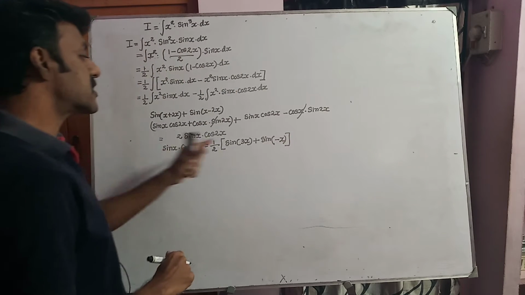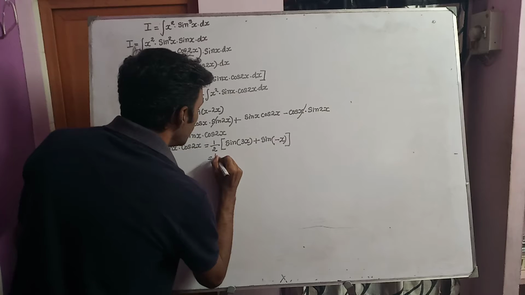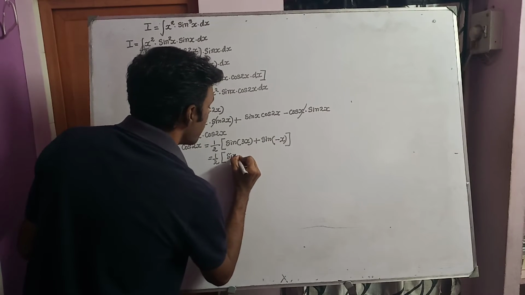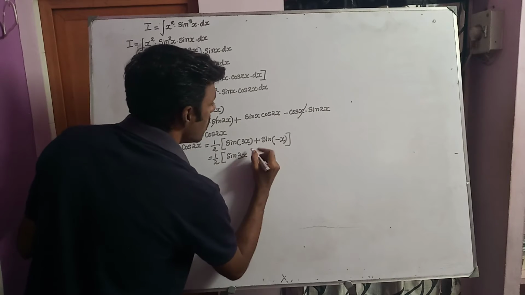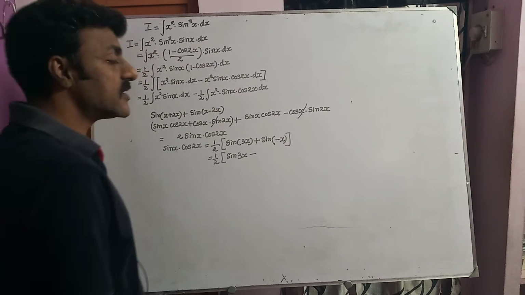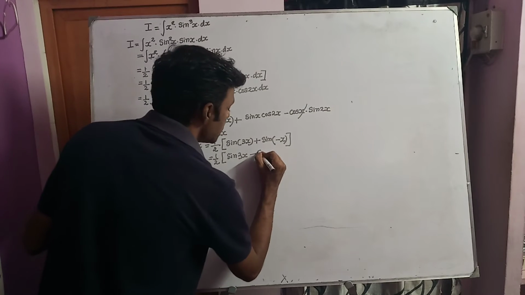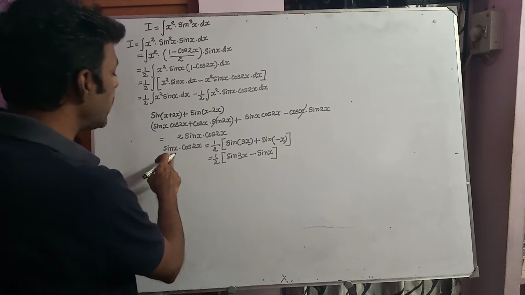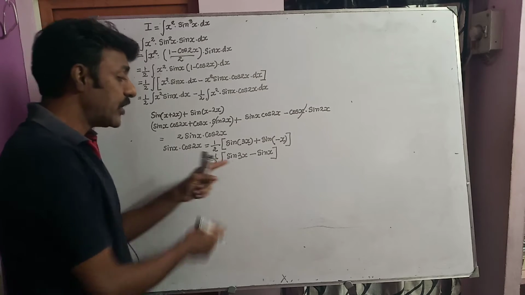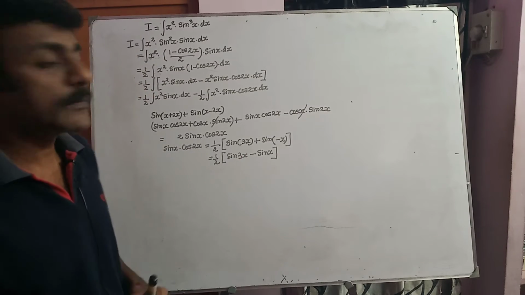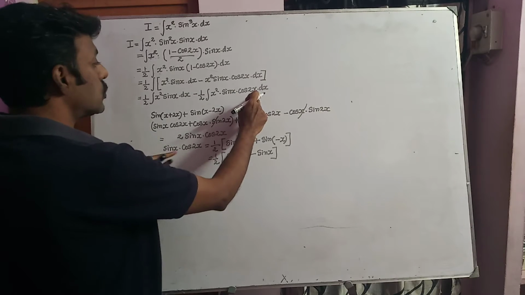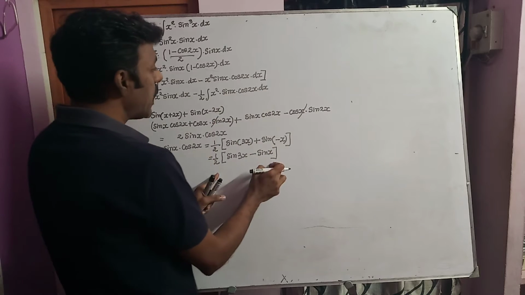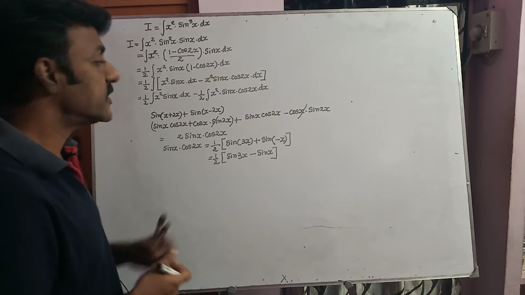I can write this as half into sine 3x minus sine of minus x, which equals minus sine x. So this is the value. So sine x into cos 2x is nothing but half into sine 3x minus sine x. Similarly, I'm going to substitute this value in place of sine x into cos 2x into dx.